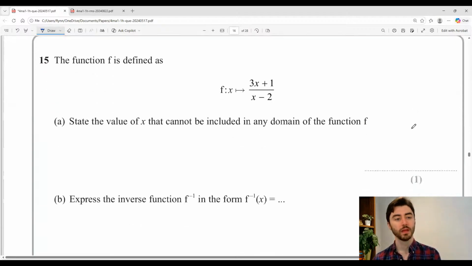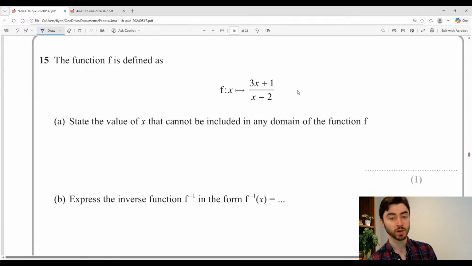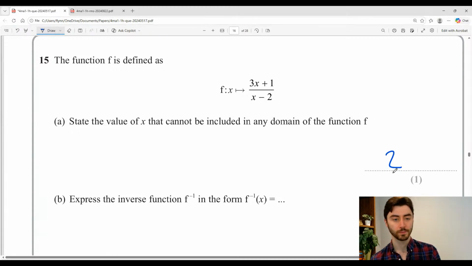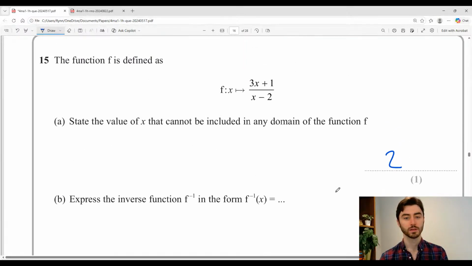Okay. So question F, we have a function. State the value of x that cannot be included. There are two ways to not be included in the domain. One is to cause a divide by zero error, and the second is to cause a square root of a negative number error. So to avoid these errors, in this case, we have no square roots, but we could end up with a divide by zero error if x was equal to 2. So that cannot be included. This is 3 marks.